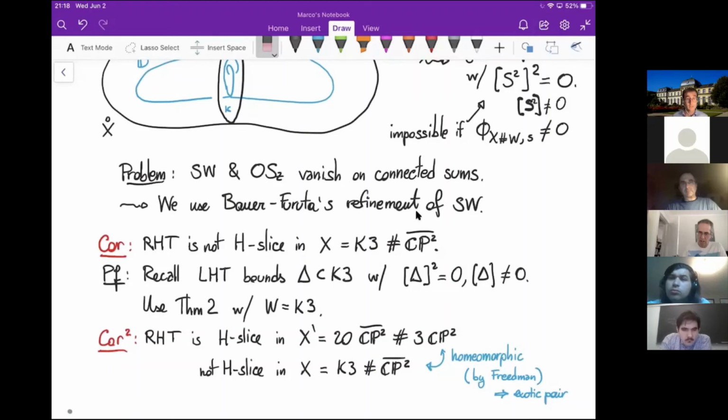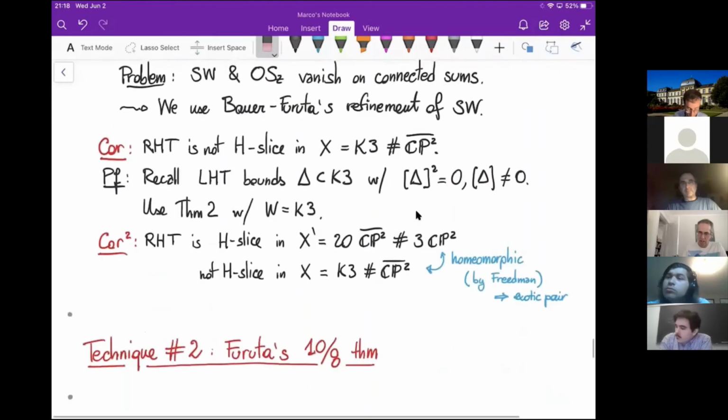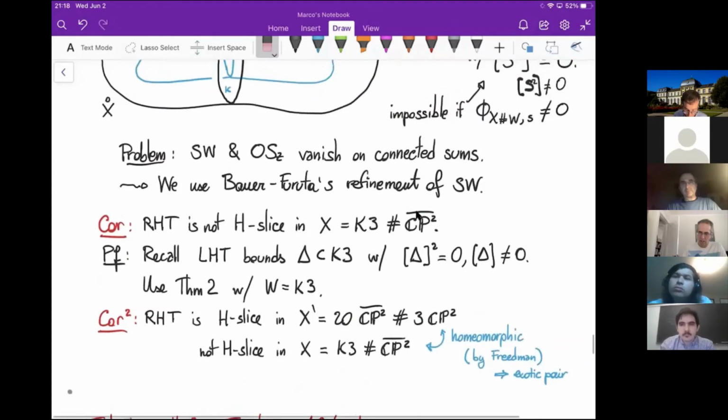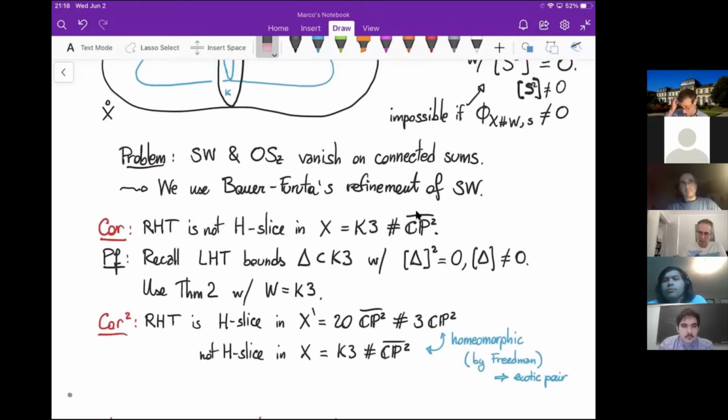So you may ask why is the right-handed trefoil H-slice in X prime, and the reason is that it is actually already H-slice in one copy of CP2. So this is a nice exercise if you want to think about orientations. Maybe I should warn you that the speaker has failed this exercise several times and got that the left-handed trefoil was H-slice in CP2, but that's not true.